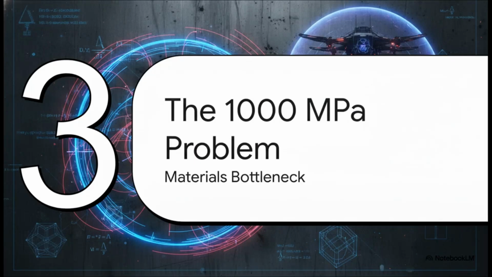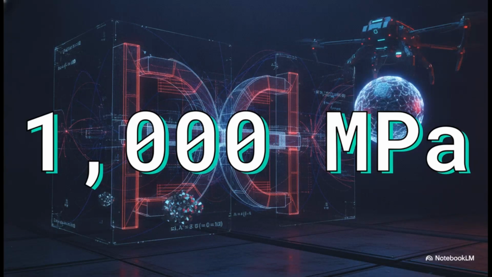Which brings us to section 3, the 1000 megapascal problem. All of this intense magnetic manipulation creates an absolutely brutal engineering bottleneck. Because here is the harsh reality. You simply cannot build a MADA Core out of standard commercial magnets. The reciprocal Maxwell stress generated by pushing these massive magnetic fields into absolute opposition reaches roughly 1,000 megapascals. To put that into perspective, that is equivalent to the crushing pressure of 10,000 atmospheres.